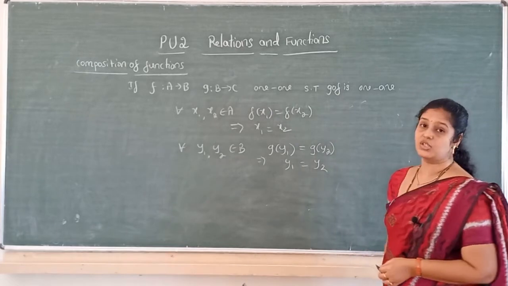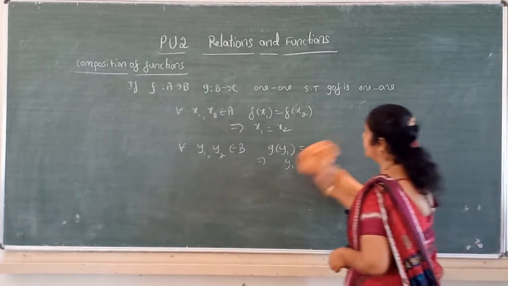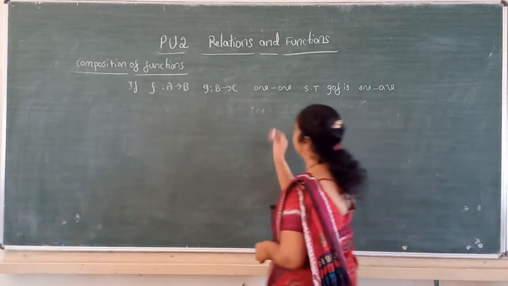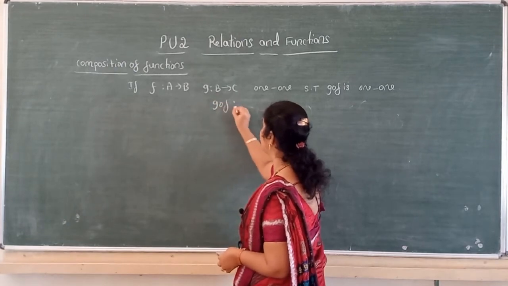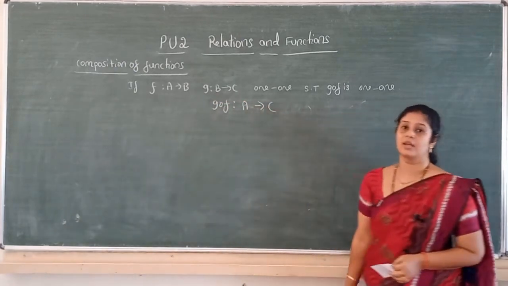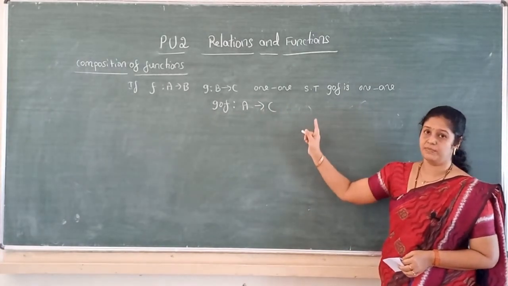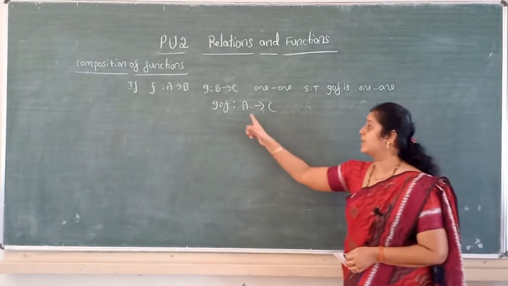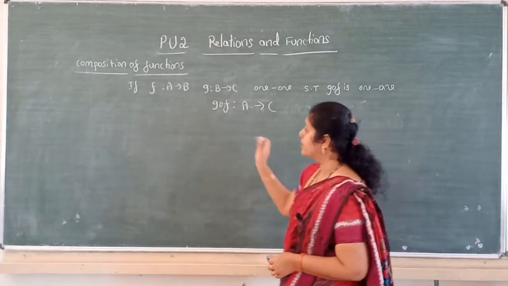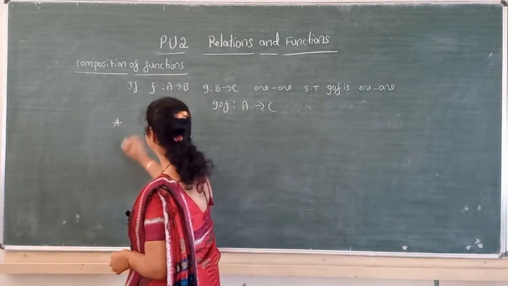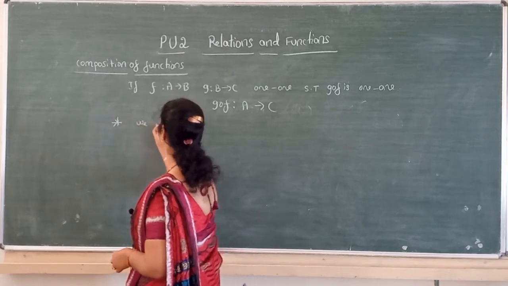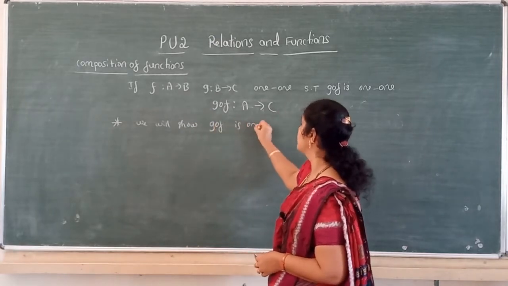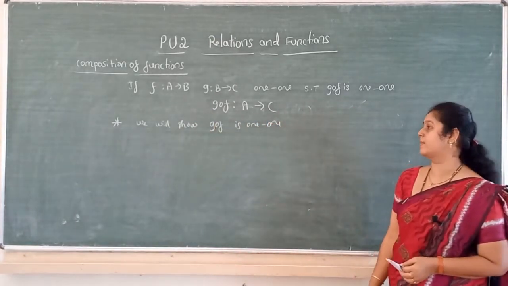Now I have to show that g of f is 1-1. Now g of f is defined from A to C, because f is defined from A to B and g is defined from B to C, so the composition of those two functions, g of f, is defined from A to C. Therefore, we will show g of f is 1-1.